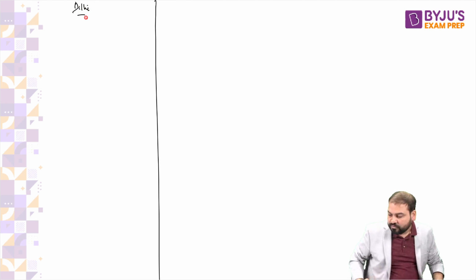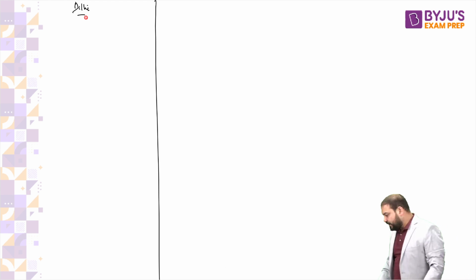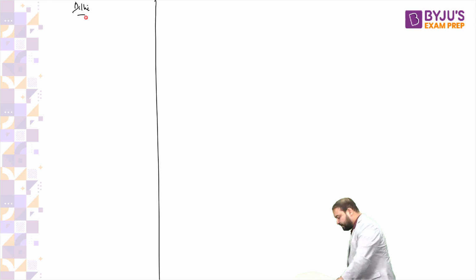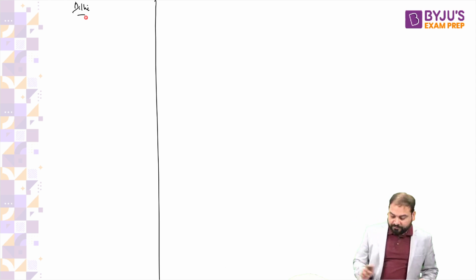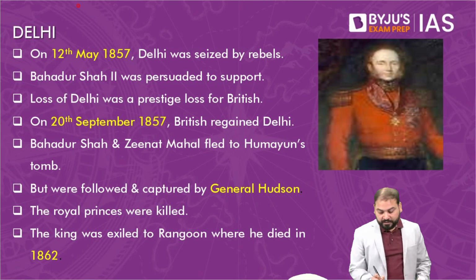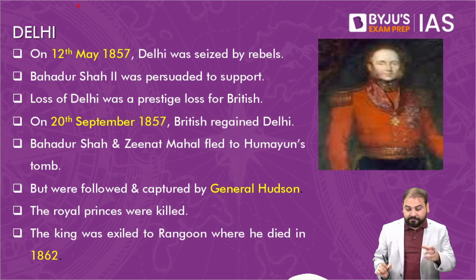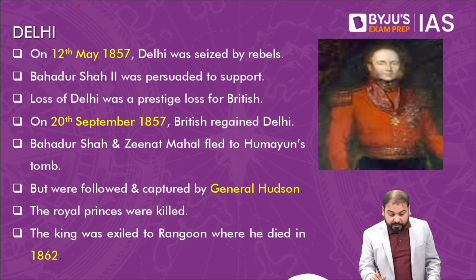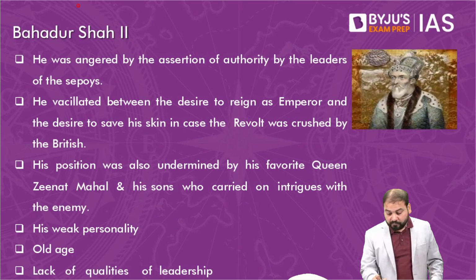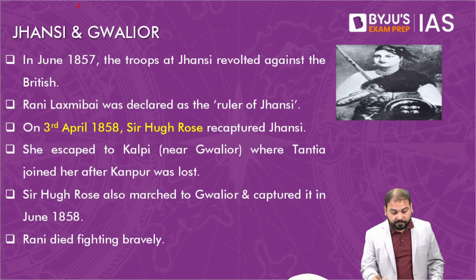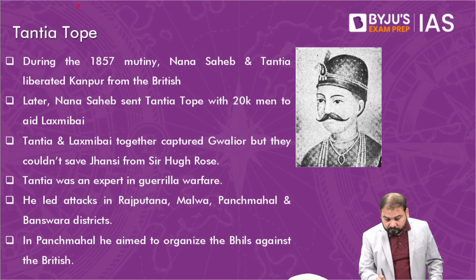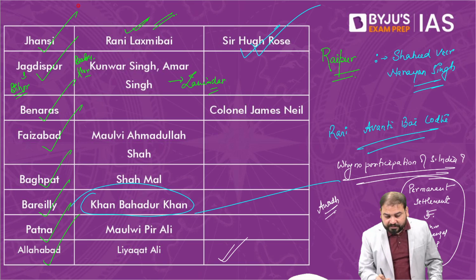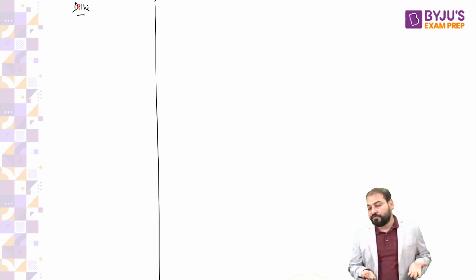See, all of you, please understand, all these centers which we just saw before the break. For example, I'll show you in the slide first of all. Let's see here, Delhi. Similarly, if you see here, Bahadur Shah, Awadh, Kanpur, Jhansi, others. All these centers would have a story of their own.